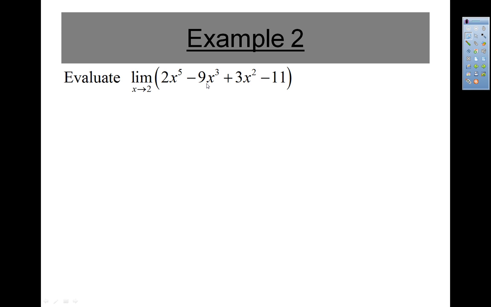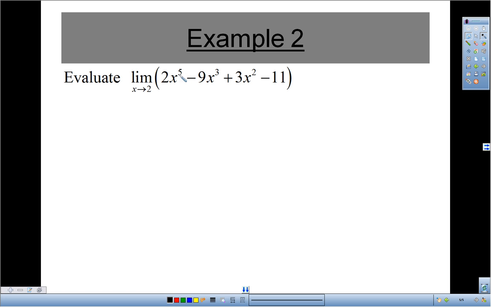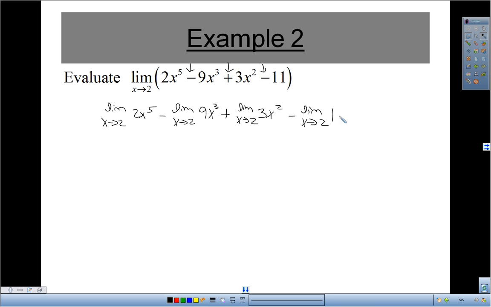But instead of doing that, I'm going to show you how the properties of limits actually show why direct substitution works. So I'm going to use those properties of limits and split this apart. I'm going to have the limit as x approaches 2 of 2x to the 5th, minus the limit as x approaches 2 of 9x cubed, plus the limit as x approaches 2 of 3x squared, minus the limit as x approaches 2 of 11. And then I see that there is a scalar, so I'll pull that out. There's a scalar there, I'll pull that out. There's a scalar there, I'll pull that out.